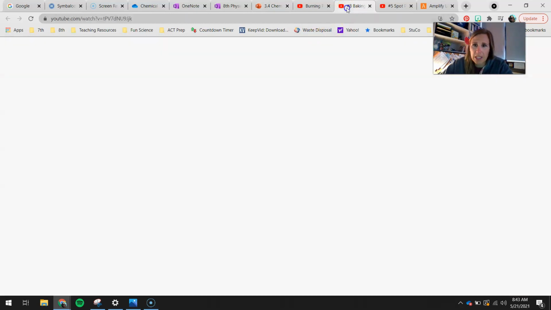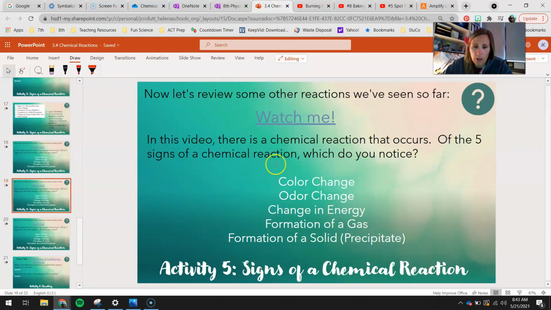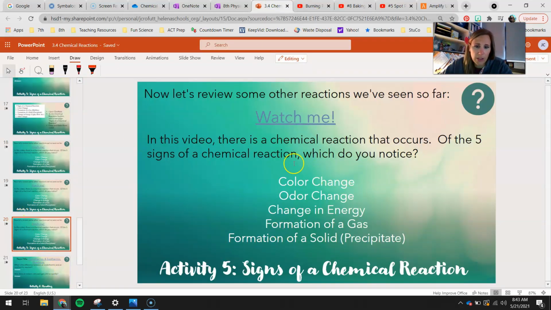The next one was the baking soda and vinegar reaction that you saw, so rewatch that. Circle all that occurs here as far as those five signs of a chemical reaction. And then finally, you had this little spot plate where you formed the red substance. So again, circle all that you saw happen there. Go ahead, pause this video now, flip your computers around, complete slides 18, 19, and 20. And when you're done with 20, go ahead and face your computer back towards the front so we know you're done. And then we'll move on to the last little activity here.